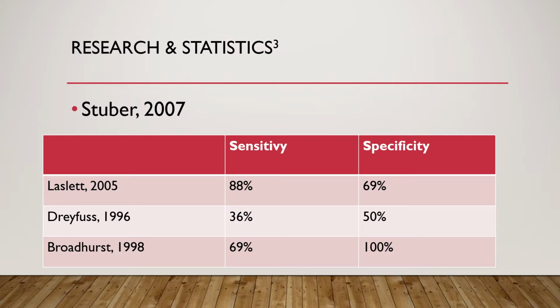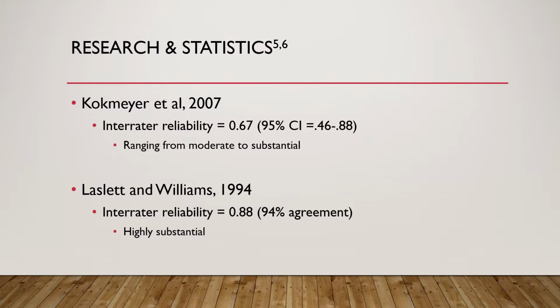So overall, the thigh thrust had the highest specificity at 100% and relatively high sensitivity according to Laslett. However, a test should have higher values of both in order to be of use in addition to being reliable. Next, I wanted to compare the inter-rater reliability between two different studies.